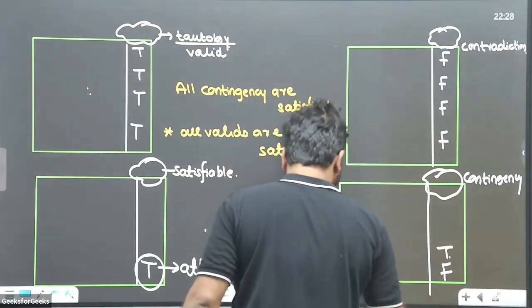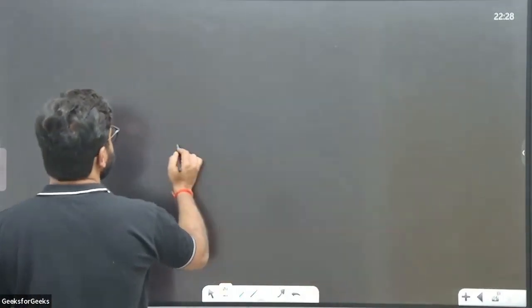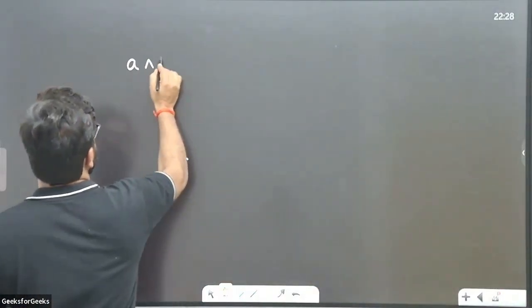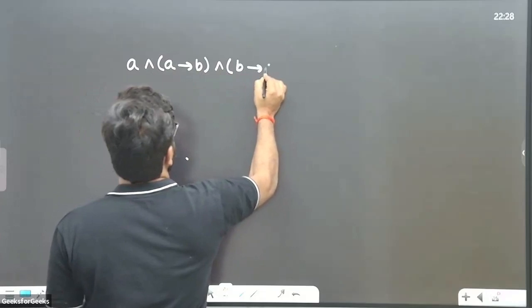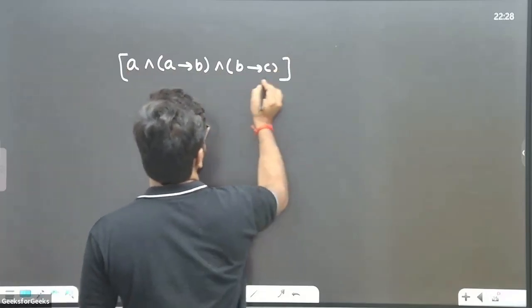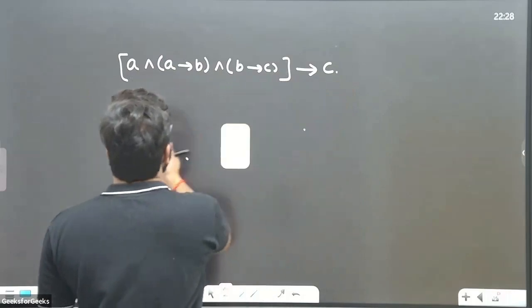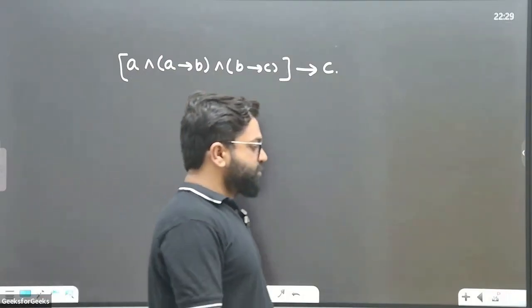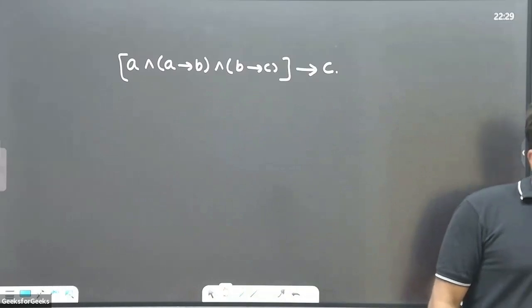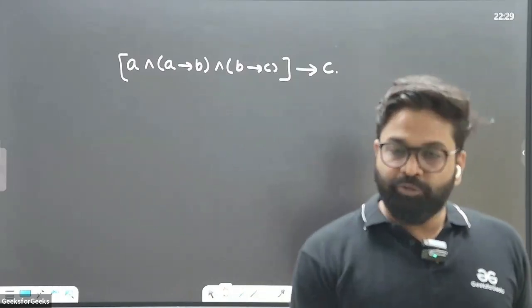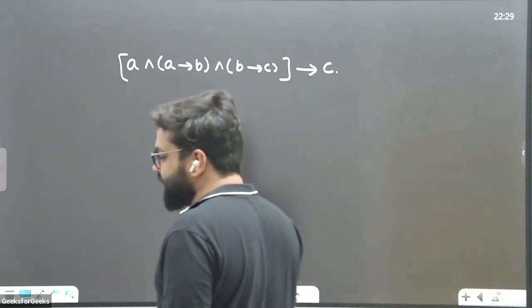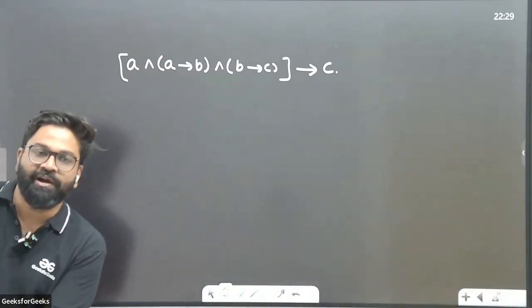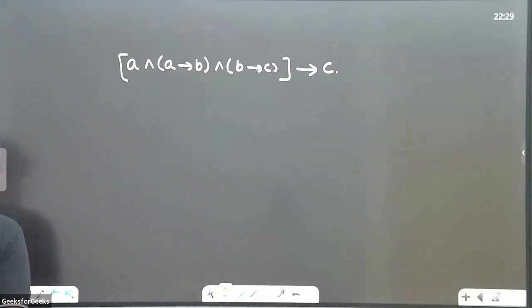See, for example, suppose I give you any expression and you tell me whether it is a tautology or not. Tell me with the help of a truth table or any method you want to use, whether this expression is a tautology or not. What is the meaning of this? That means at the end you have to come up with one concept where everything will become true.